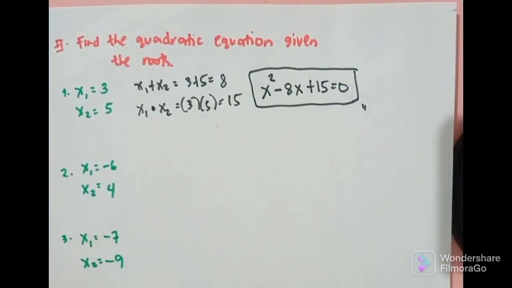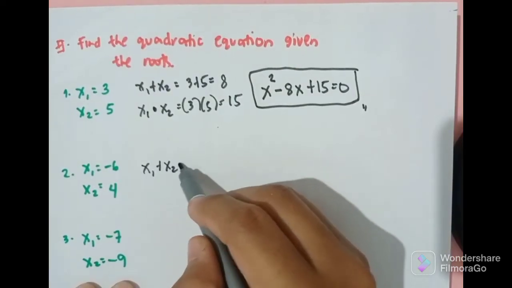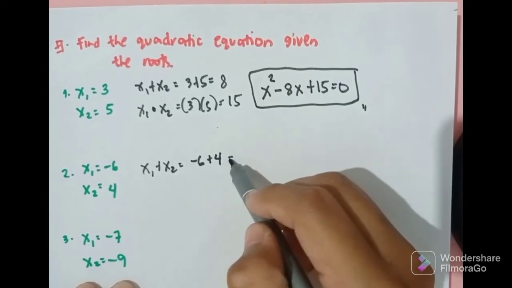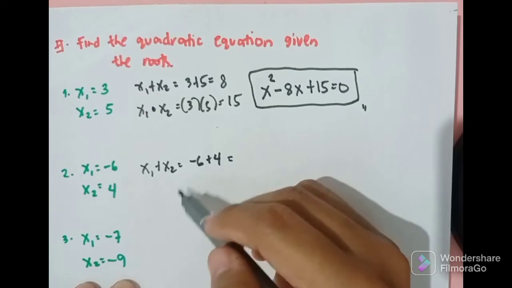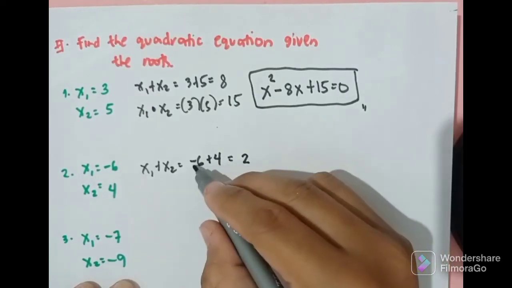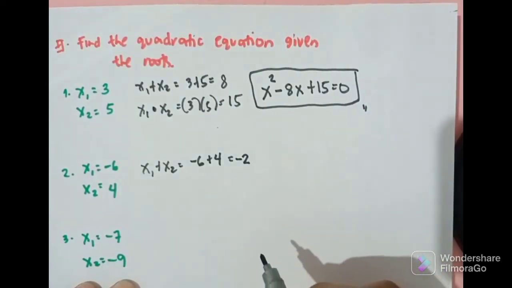Okay, so number 2, so we have x sub 1 is equal to negative 6, x sub 2 is equal to 4. So, gawin lang natin x sub 1 plus x sub 2 is equal to negative 6 plus 4. So, alam natin, magkaiba ng sign. Di ba? Pag magkaiba ng sign, sinusubtract, then copy the sign of the higher number. So, that is 6 minus 4, 2. So, since mas malaki si 6, at ang sign ni 6 ay negative, so therefore, ang sagot ay negative 2.